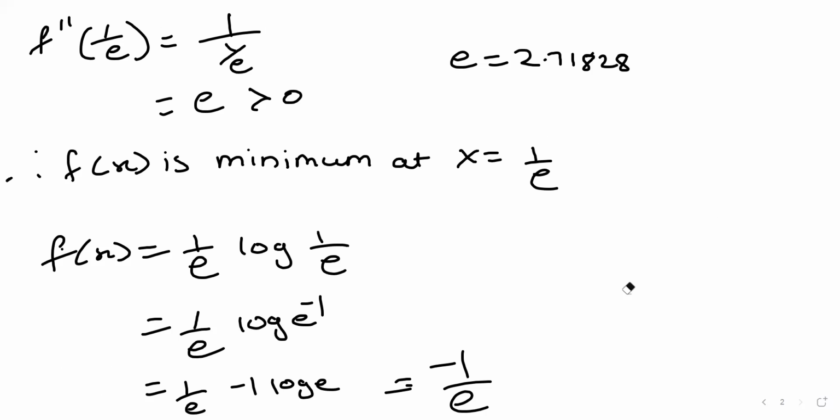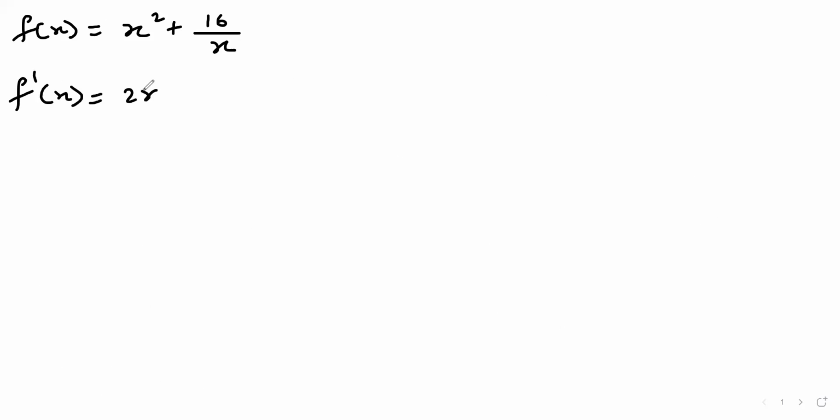Question number 3: we have to find the maxima and minima. f of x is x square plus 16 by x. So f dash of x is 2x minus 16 by x square.